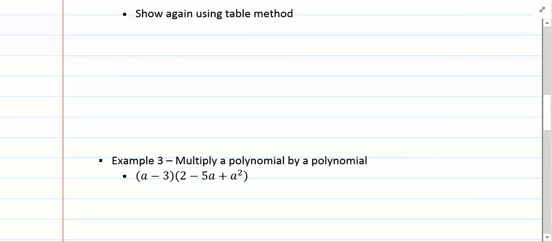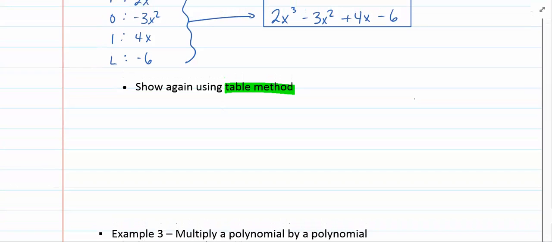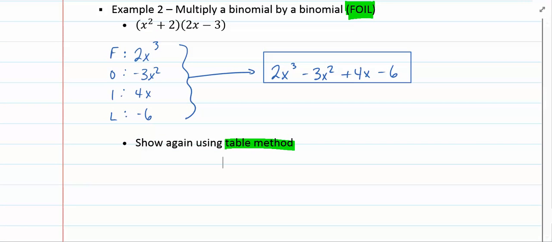I'd like to show that multiplication again using this new method called the table method. That's going to make the examples down below a little bit easier to work with. So what we need to do to multiply using the table method is pick one of the polynomials that you want to multiply and list all of its terms along a top row. So I'll just call this x squared and 2.